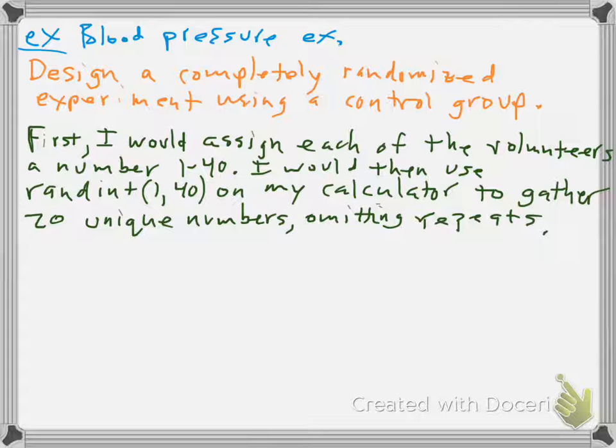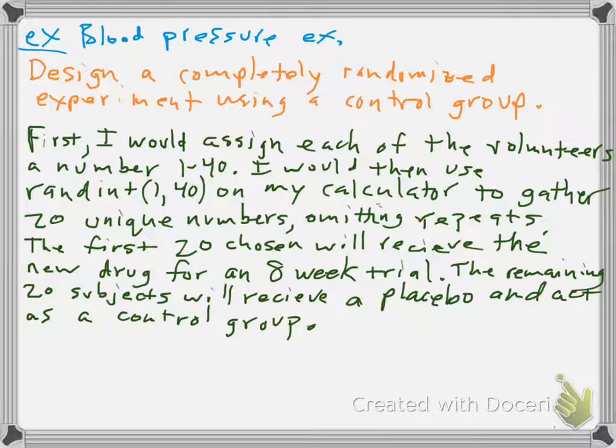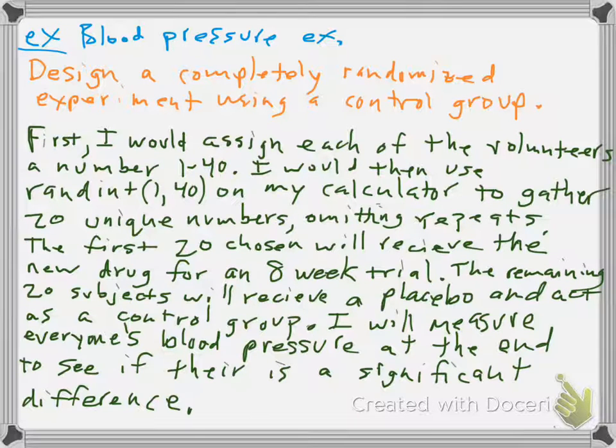Okay, that's not too bad. The first 20 who were chosen will receive the new drug for an 8-week trial, and the remaining 20 subjects will receive a placebo, and they will act as a control group. I will measure everyone's blood pressure at the end to see if there's a significant difference between the blood pressure of the 2 groups. So I want to just talk about that control group again.